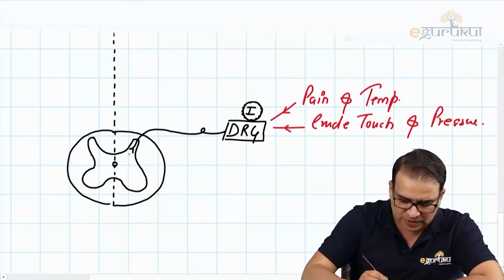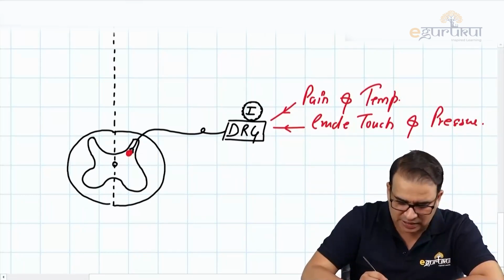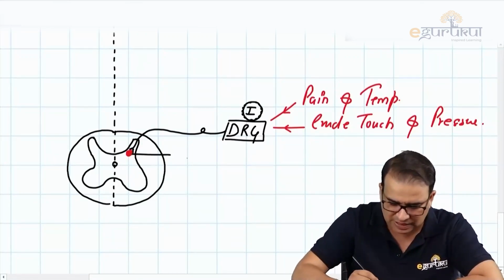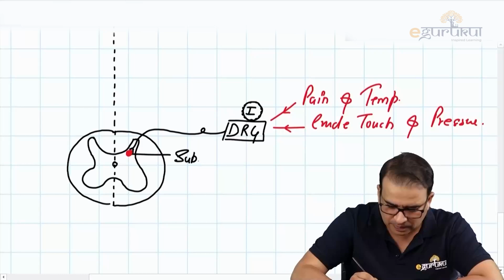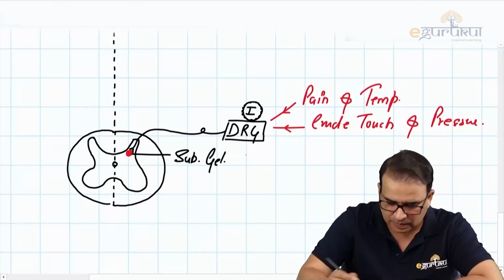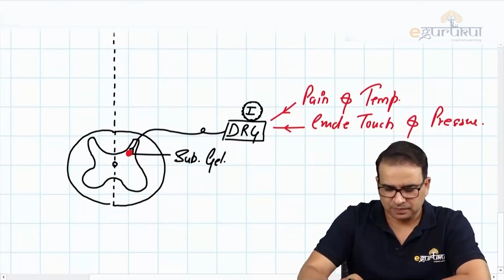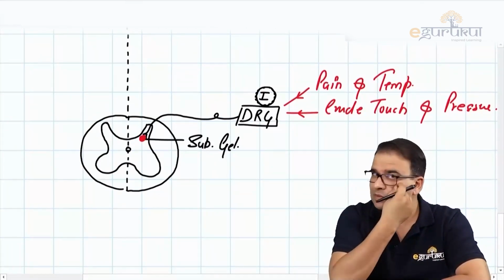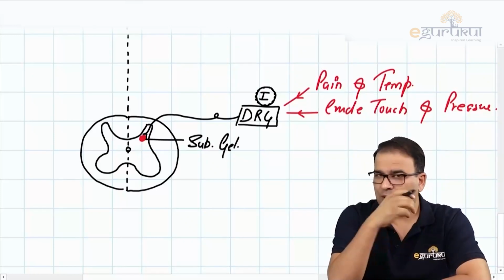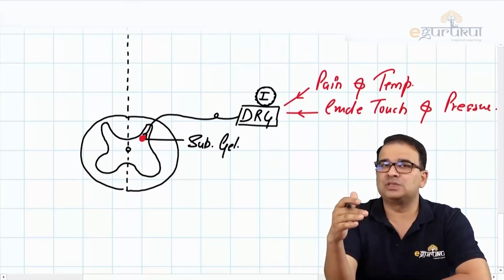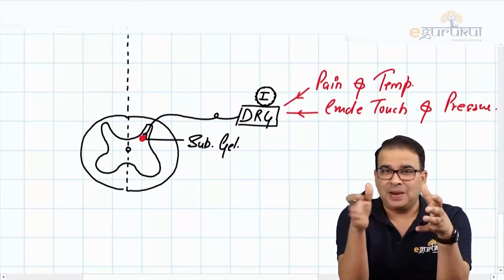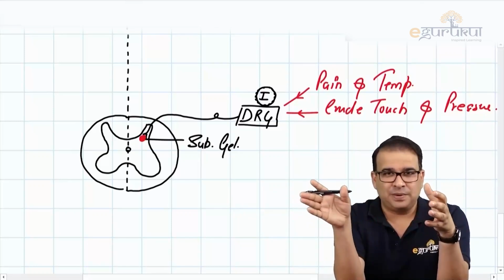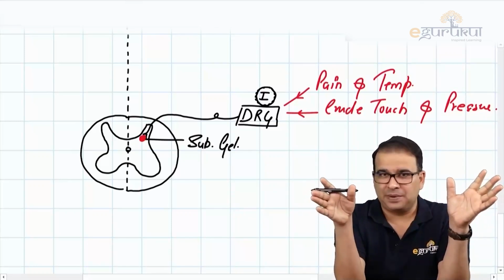And there's a nucleus which is present here, which is called the substantia gelatinosa. That is going to be the main nucleus here. Let me just label that here. Substantia gelatinosa. You already know that. So this is going to be the end of first order neuron. Now guys, second order neuron will start from substantia gelatinosa, and it's the property of substantia gelatinosa which can differentiate between pain and temperature and crude touch and pressure here. That means pain and temperature fibers will go separate and crude touch and pressure fibers will go separate here.